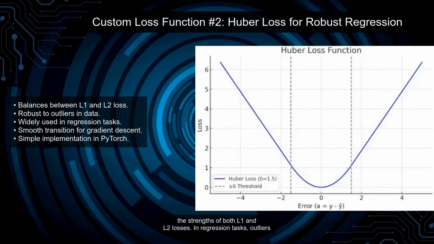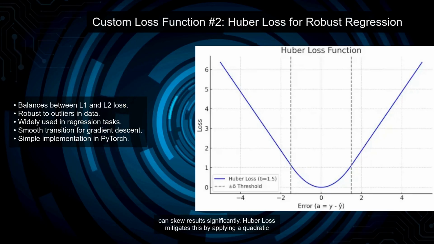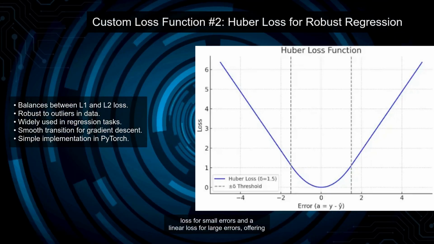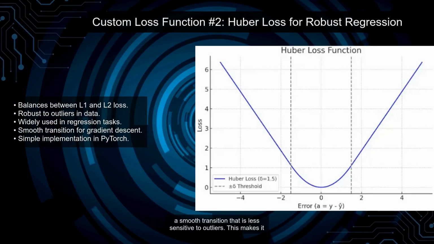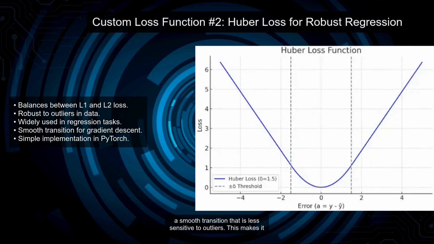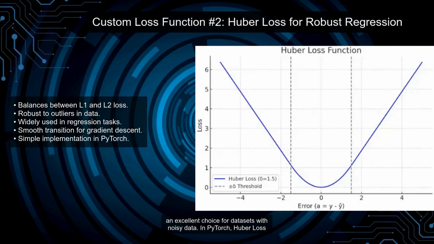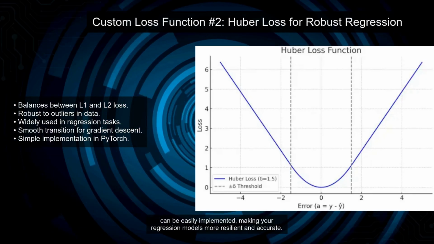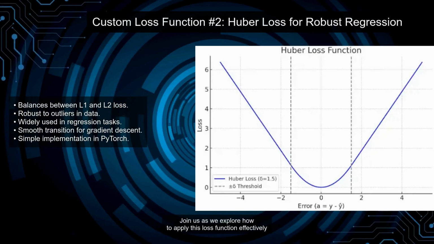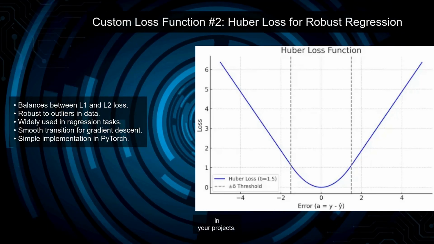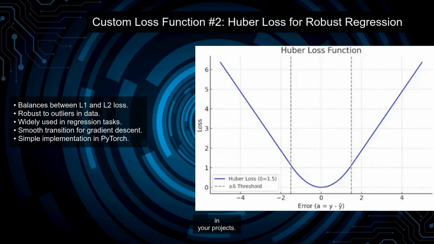Next, we delve into Huber loss, a robust loss function that combines the strengths of both L1 and L2 losses. In regression tasks, outliers can skew results significantly. Huber loss mitigates this by applying a quadratic loss for small errors and a linear loss for large errors, offering a smooth transition that is less sensitive to outliers. This makes it an excellent choice for datasets with noisy data. In PyTorch, Huber loss can be easily implemented, making your regression models more resilient and accurate. Join us as we explore how to apply this loss function effectively in your projects.